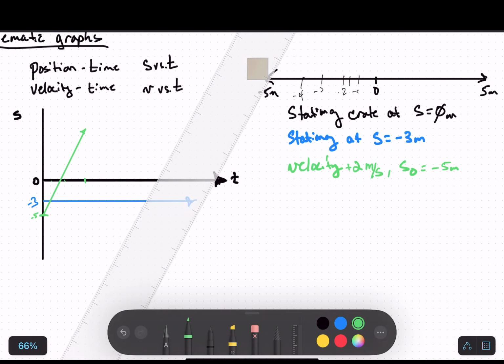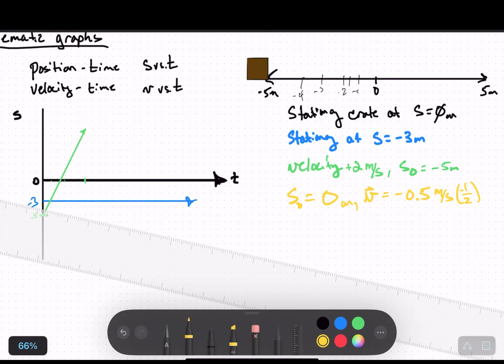All right, so let's try a different one. Let's try our yellow one here, and let's do a velocity. Let's do initial position first. So S naught is going to equal 0 meters, but our velocity is going to equal negative 0.5 meters per second, or negative 1/2 of a meter per second. Well, if we're starting at 0, we're going to be here.